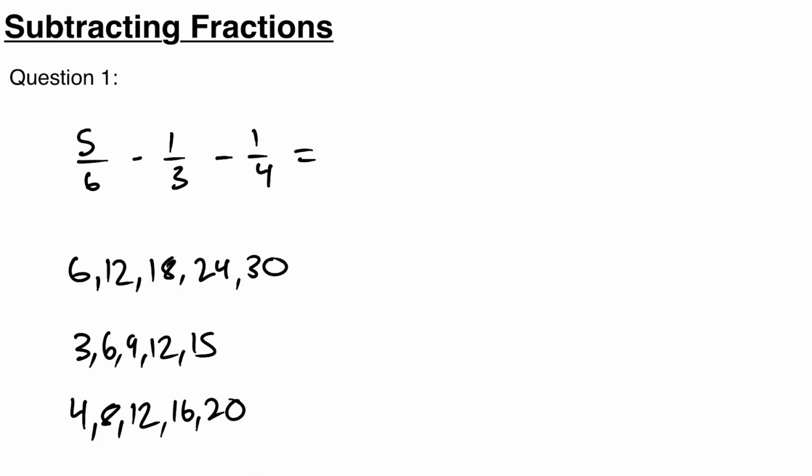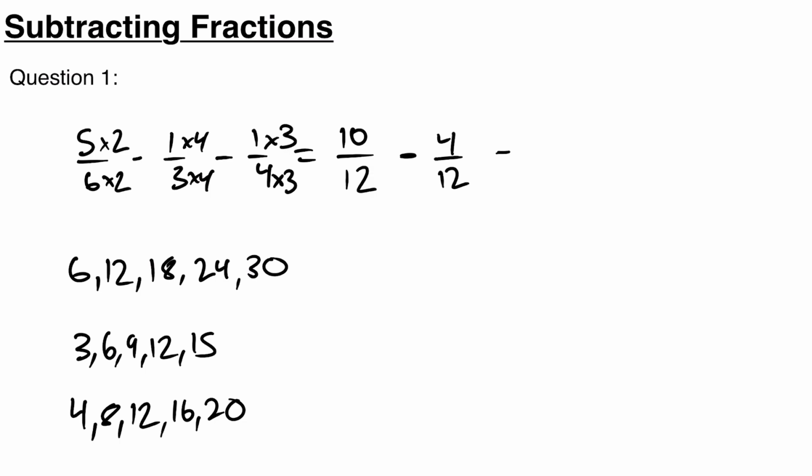So now we need to make each denominator out of 12. To make 6 into 12, we have to multiply by 2, and what we do to the bottom of the fraction, we always have to do to the top to make the fraction equivalent. So 5 times 2 is equal to 10, and we get 10 over 12 as our first fraction. For our second fraction, to make 3 into 12, we have to multiply by 4, and multiplying the top by 4 gives us 4 out of 12. For the third fraction, to make 4 into 12, we have to multiply by 3, and what we do to the bottom, we have to do to the top. So for our last fraction, we get 3 out of 12.